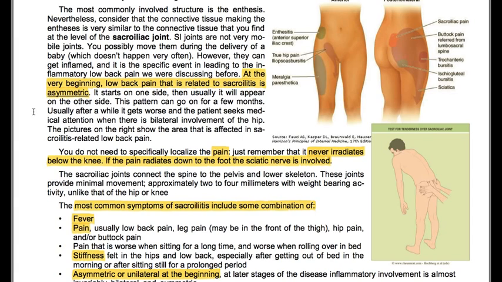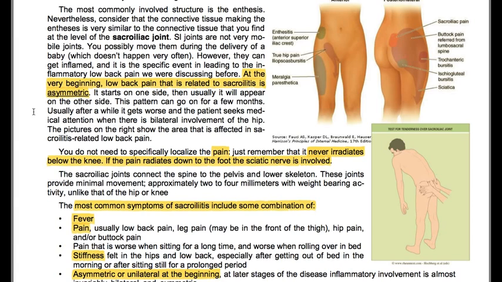You do not need to specifically localize the pain. Just remember that it never irradiates below the knee. If the pain radiates down to the foot, the sciatic nerve is involved. The sacroiliac joints connect the spine to the pelvis and lower skeleton. These joints provide minimal movement, approximately 2 to 4 millimeters, with weight-bearing activity unlike that of the hip or knee.